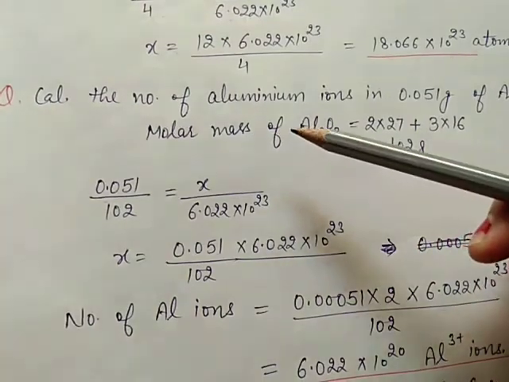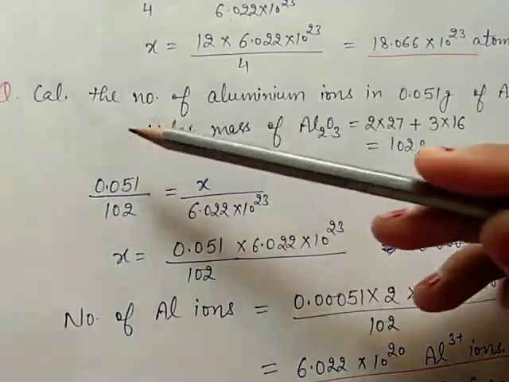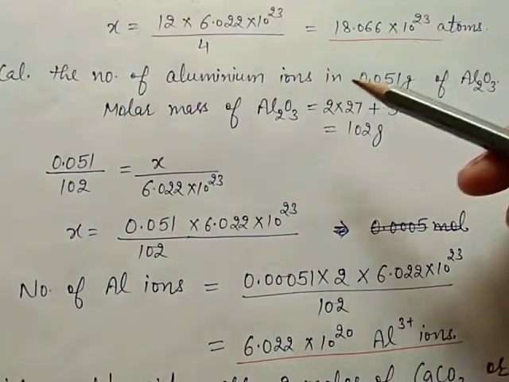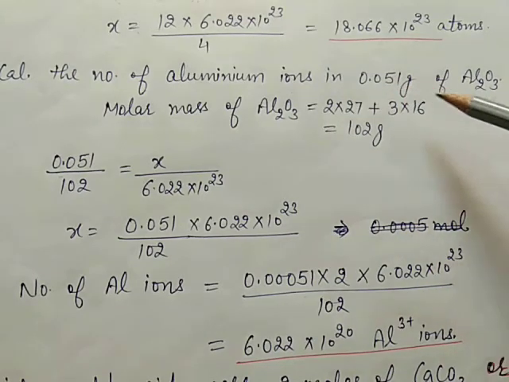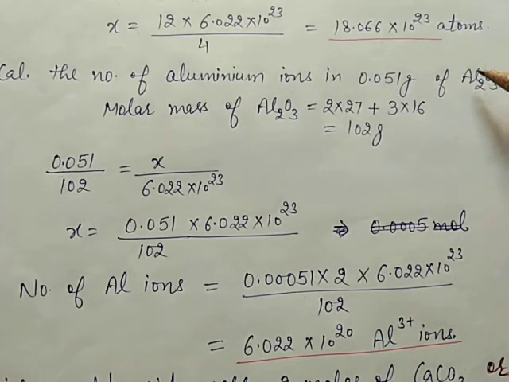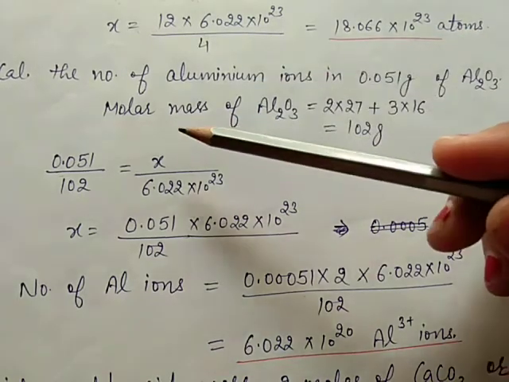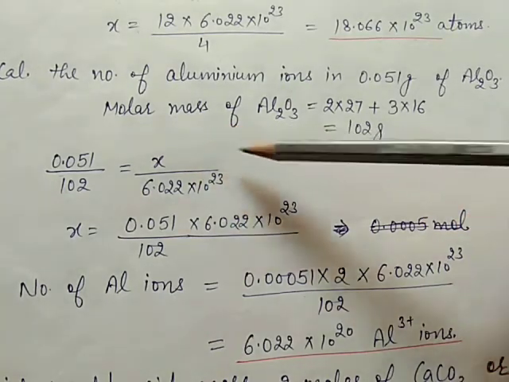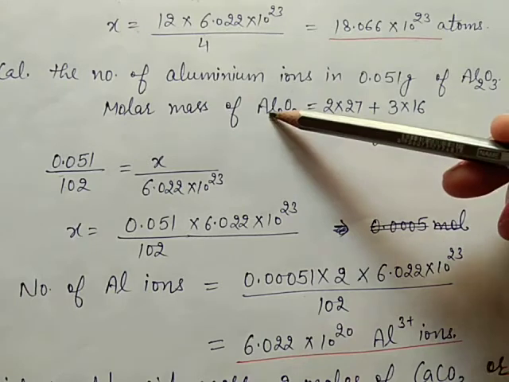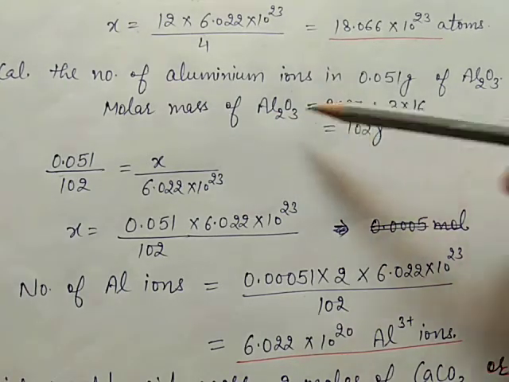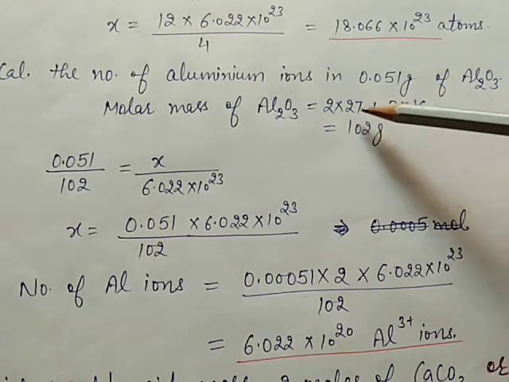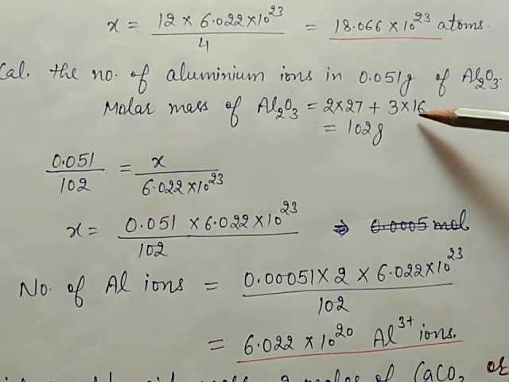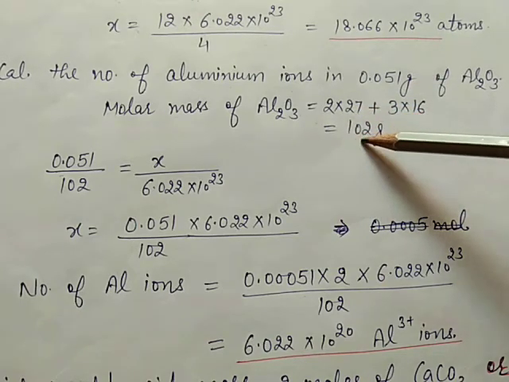Now next question, this is based on NCERT. Calculate the number of aluminium ions in 0.051 gram of Al2O3. This is aluminium oxide. First we have to calculate the molar mass of Al2O3. Here 2 atoms of aluminium multiply atomic mass of aluminium is 27 plus oxygen atom is 3 multiply atomic mass of oxygen is 16. After calculating, this is 102 gram.